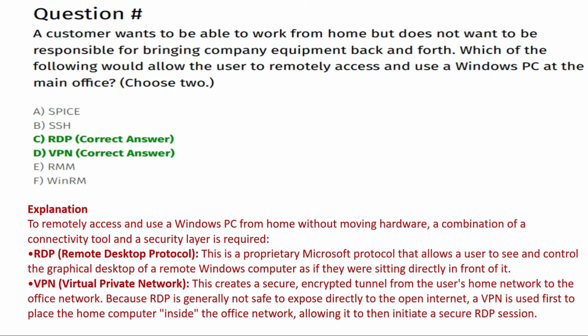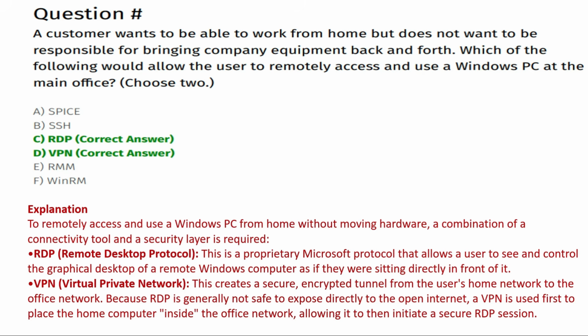The explanation is, to remotely access and use a Windows PC from home without moving hardware, a combination of a connectivity tool and a security layer is required. So the first one is RDP, Remote Desktop Protocol. This is a proprietary Microsoft protocol that allows a user to see and control the graphical desktop of a remote Windows computer as if they were sitting directly in front of it.